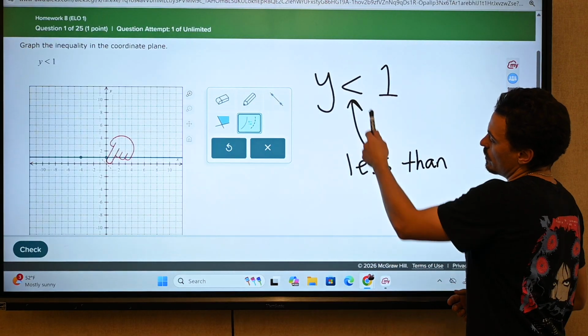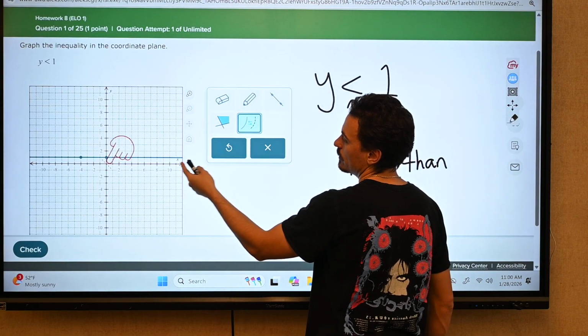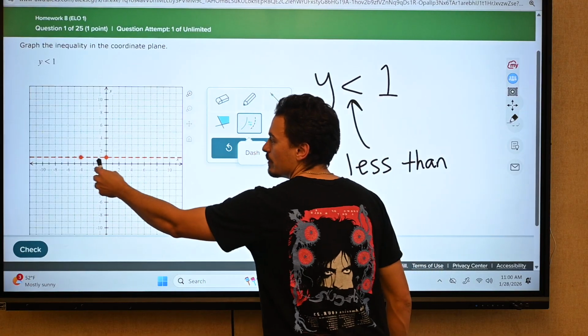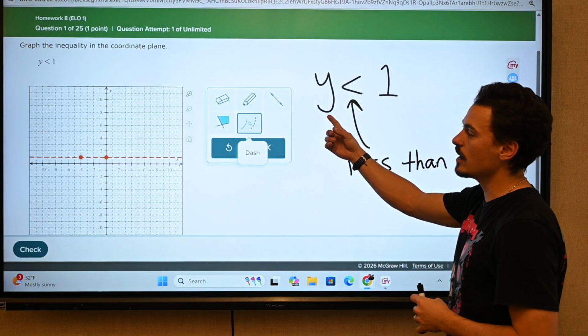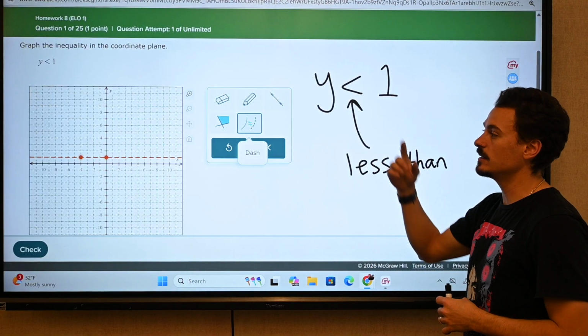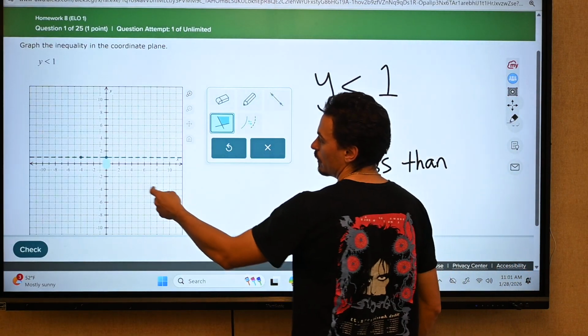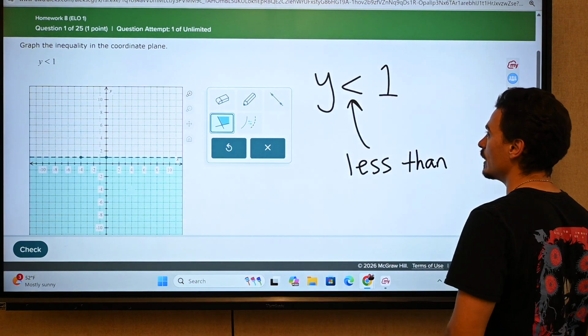Now, this less than symbol means you have to make the line dashed. So you want to take this dash tool right here, click on the graph, and it's going to make it dashed. The reason we do that is because the y value cannot equal 1 for this. It has to be less than 1. Anything less than 1 would be below 1, so we have to shade below 1. That would be our answer.